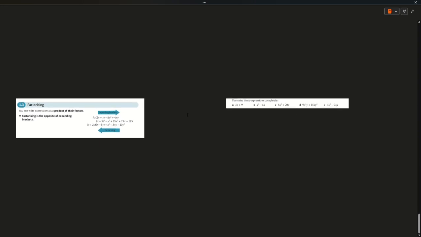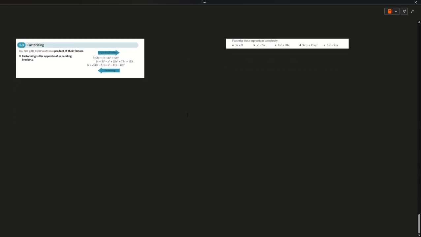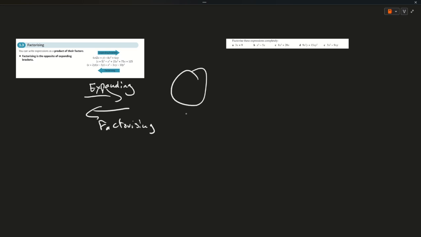Okay, now factorizing. So what does it say here? You can write expressions as a product of their factors. Factorizing is the opposite of expanding brackets. That is completely correct. That is a great way of thinking about it. This way you're expanding, this way factorizing. Expanding is like we have a circle, a pizza, let's say, and we cut it into a bunch of different parts, and then factorizing is like we have a bunch of parts and we're sticking them together.